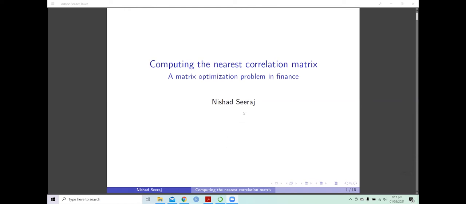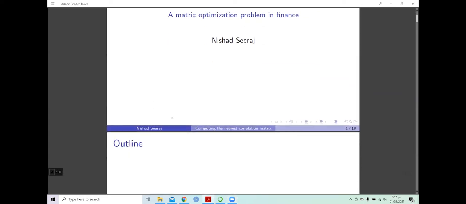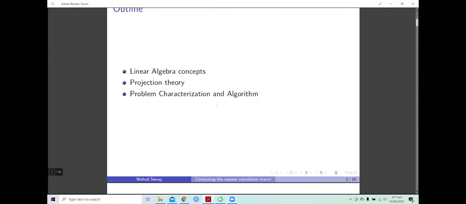So let's see. First I'll go through an outline of the presentation. Start off with some simple linear algebra concepts, just to set the stage of how we build up to the actual algorithm. Then we go on to the original theory which the algorithm stems from, which is called projection theory. For those of you who work with a lot of matrix algebra, I'm sure you are all aware of this. It comes from a guy named von Neumann. He's a pretty well-known guy.